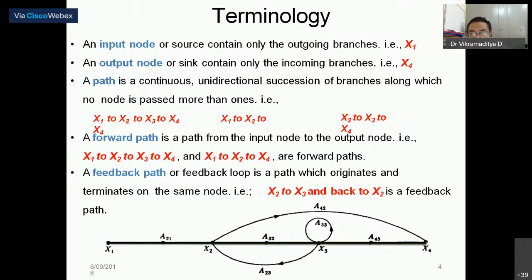Mind it, don't take this concept as an easygoing concept. They are easy, but don't take them in a casual manner. When we use the formula called Mason-Gain formula, you have to identify forward path, feedback path, loop, and everything. That will be useful in the Mason-Gain formula, through which you can find out the transfer function of the system. That is why I am stressing these terms: node, path, forward path. Up to forward path, I think it is clear. If there is any doubt, you can ask me by writing in the chat box.